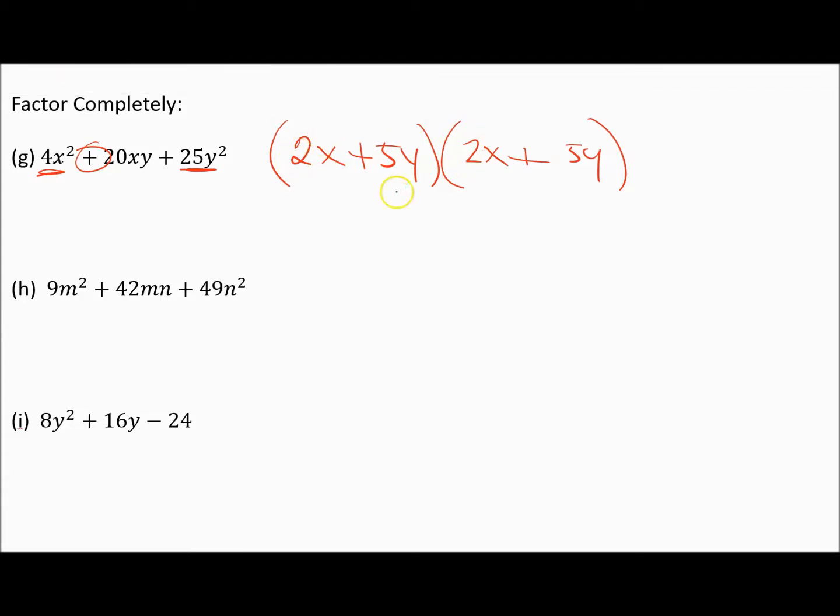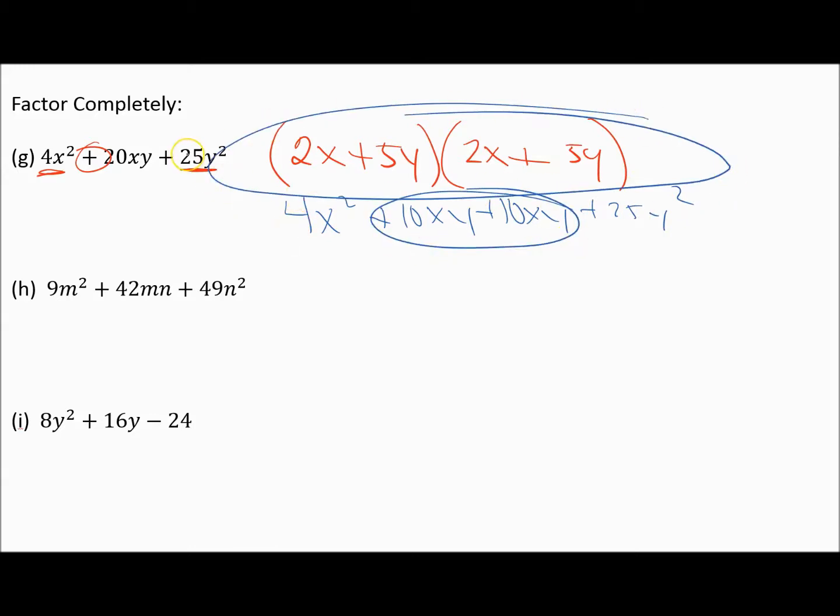Okay, so 2x times 2x is 4x squared. 2x times 5y is 10xy. 5y times 2x is another 10xy. 5y times 5y is 25y squared. This does add to be 20xy, so we know this is our answer.